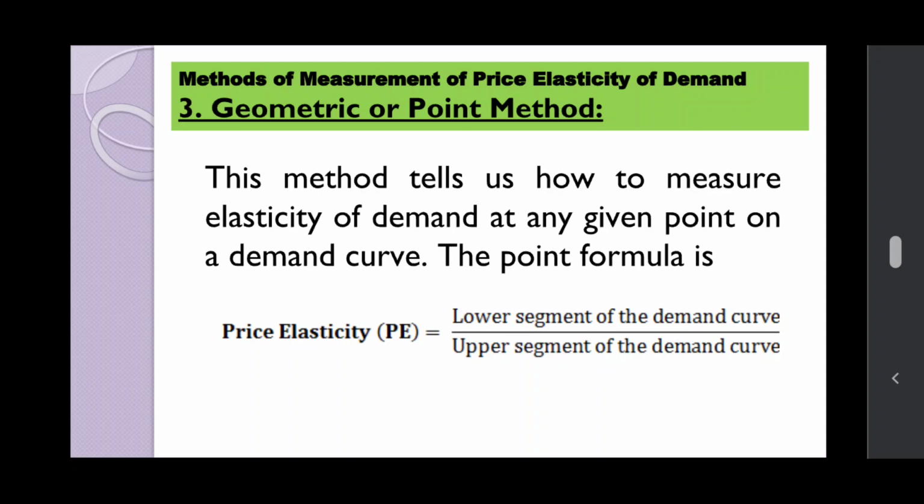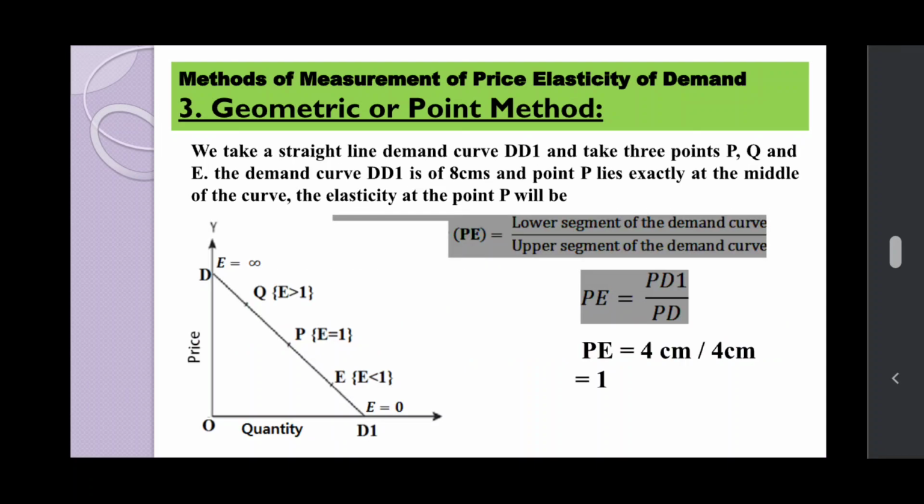To understand the point method, we will take a straight line demand curve DD1 as shown in the figure. And here we will take 3 points P, Q and E on the straight line demand curve DD1. The demand curve DD1 is of 8 centimeter and point P lies exactly at the middle of the curve.